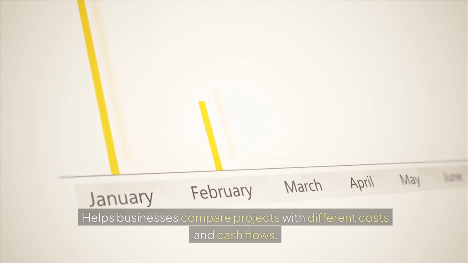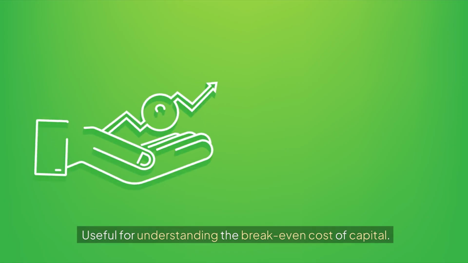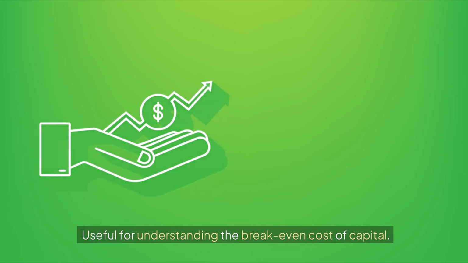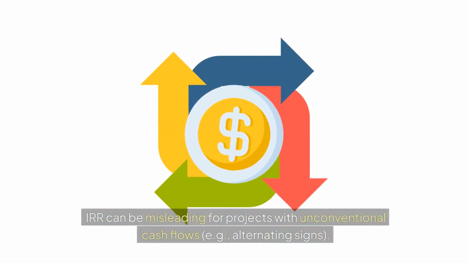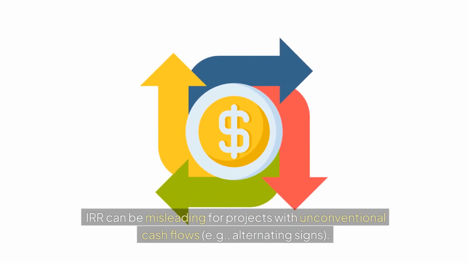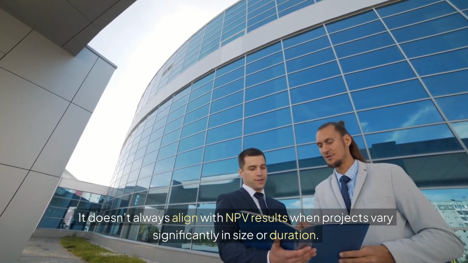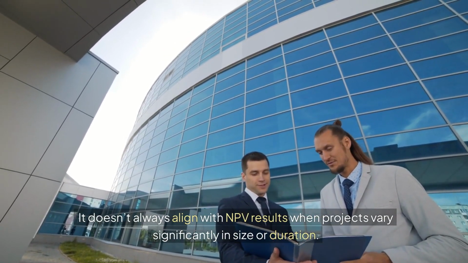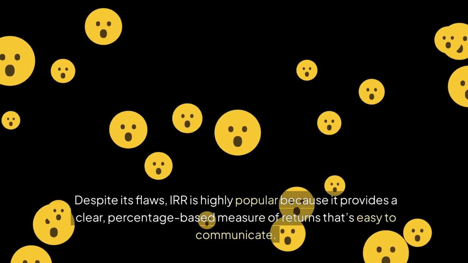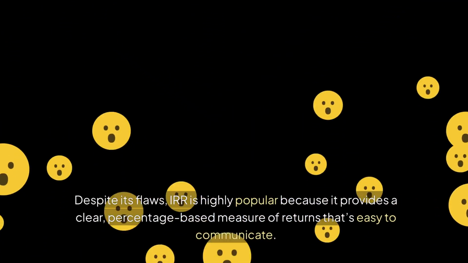Use cases. Great for measuring profitability in percentage terms. Helps businesses compare projects with different costs and cash flows. Useful for understanding the break-even cost of capital. Potential challenges. IRR can be misleading for projects with unconventional cash flows, e.g., alternating signs. It doesn't always align with NPV results when projects vary significantly in size or duration. Despite its flaws, IRR is highly popular because it provides a clear, percentage-based measure of returns that's easy to communicate.